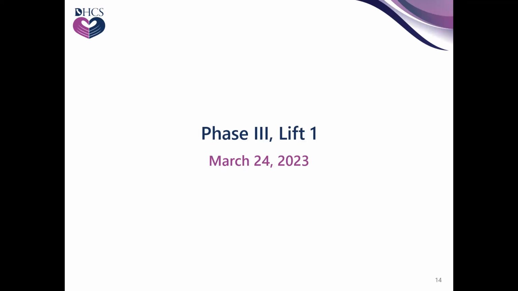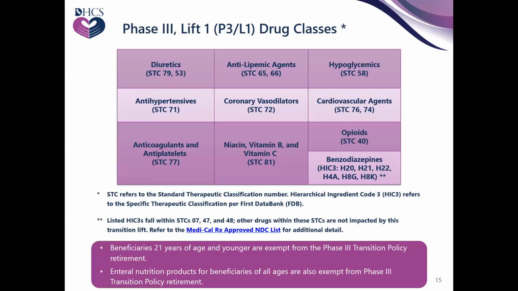As mentioned earlier, Phase 3 will occur in a series of lifts. Lift 1 was implemented on March 24th, and a 30-day notice was published on February 24th. Now we will briefly go over the STCs and HIC3s impacted by Transition Lift 1. This slide lists the following STCs and HIC3s which are impacted by the Phase 3 Transition Lift 1, which began March 24th. PA requirements for these STCs and HIC3s apply to beneficiaries 22 years of age and older that are receiving medication through the transition policy due to historical claims data.